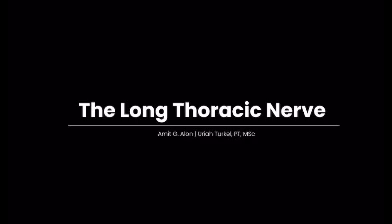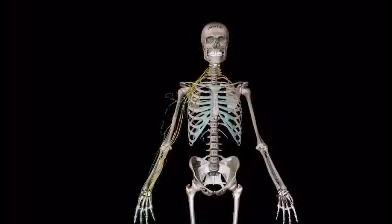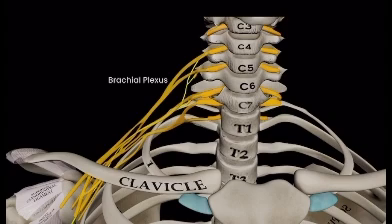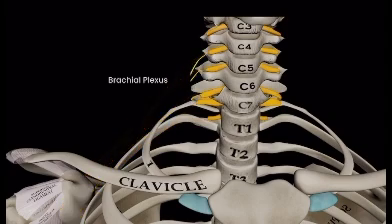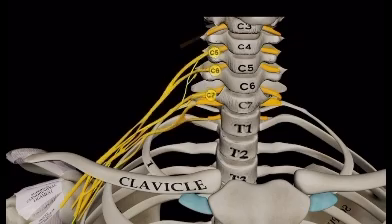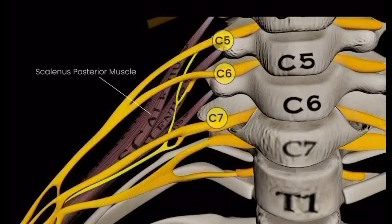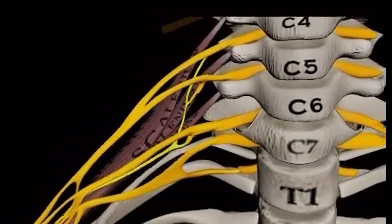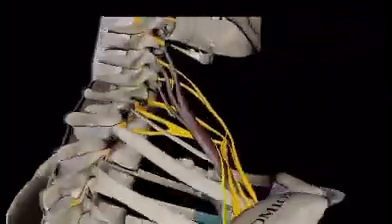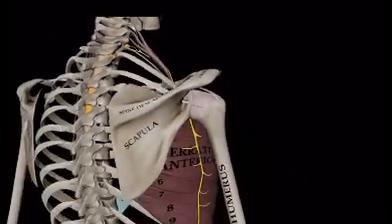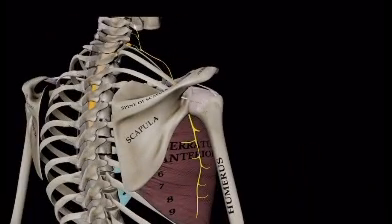Long thoracic nerve. The long thoracic nerve originates from the roots of the brachial plexus, with contributions from C5, C6, and C7. It descends posterior to the brachial plexus and anterior to the scalenus posterior muscle. Then it continues along the chest wall in the mid-axillary line on the superficial surface of the serratus anterior.